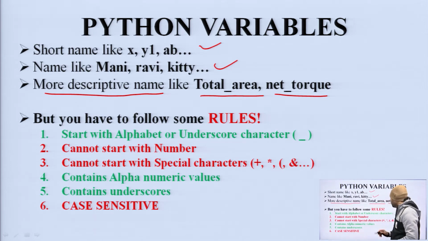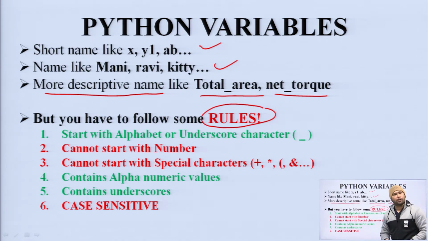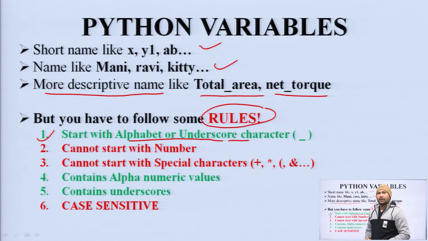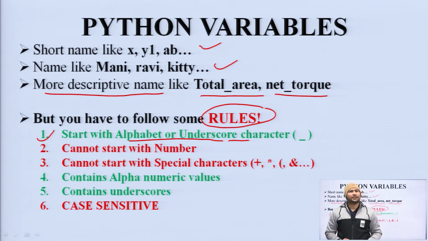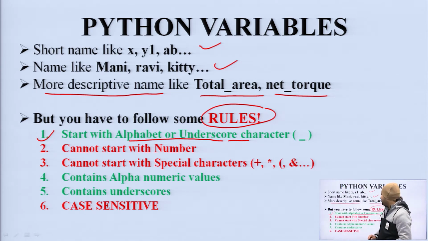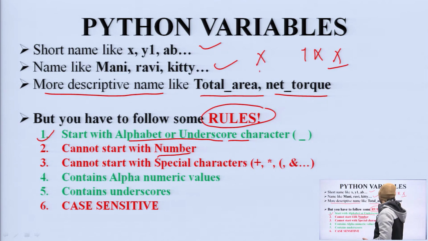Now we are going to see some rules. These rules must be followed in order to create a variable. The very first rule, shown in green, means it must be followed: start with an alphabet or underscore. Whenever you name a variable, the very first character must be an alphabet, or you can use the underscore as a starting point, but you cannot start with a number. That means you cannot write 1x, this is wrong, but you can write x or _x.